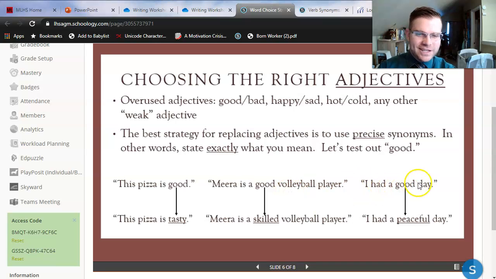When I say I had a good day, I'm not saying I had a tasty day or a talented day. I'm saying I had a peaceful day, or a fun day, or an enjoyable day. Once again, just a better adjective there to replace good makes our writing more interesting. All three of these bottom sentences are more interesting than the top ones, but it also makes them clearer for my readers too.